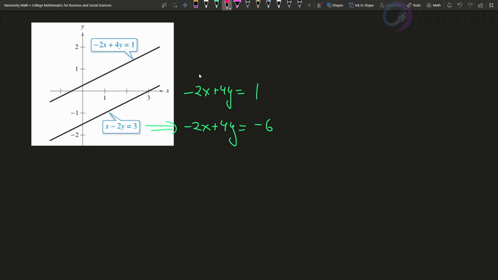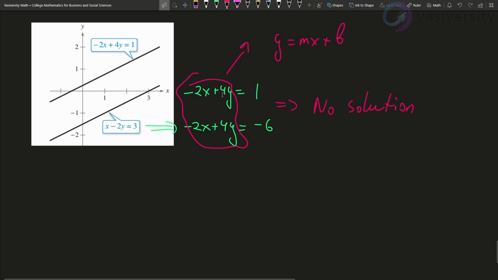So these two left sides are identical, right? They are identical, but they are equal to different numbers. So what does that mean? No solution, right? Those lines are parallel. And of course, we can simplify and rewrite them in terms of y is equal to mx plus b, and you will clearly see that these two equations are indeed parallel. Sometimes it's very easy to see, but sometimes it might be the tricky part, right?